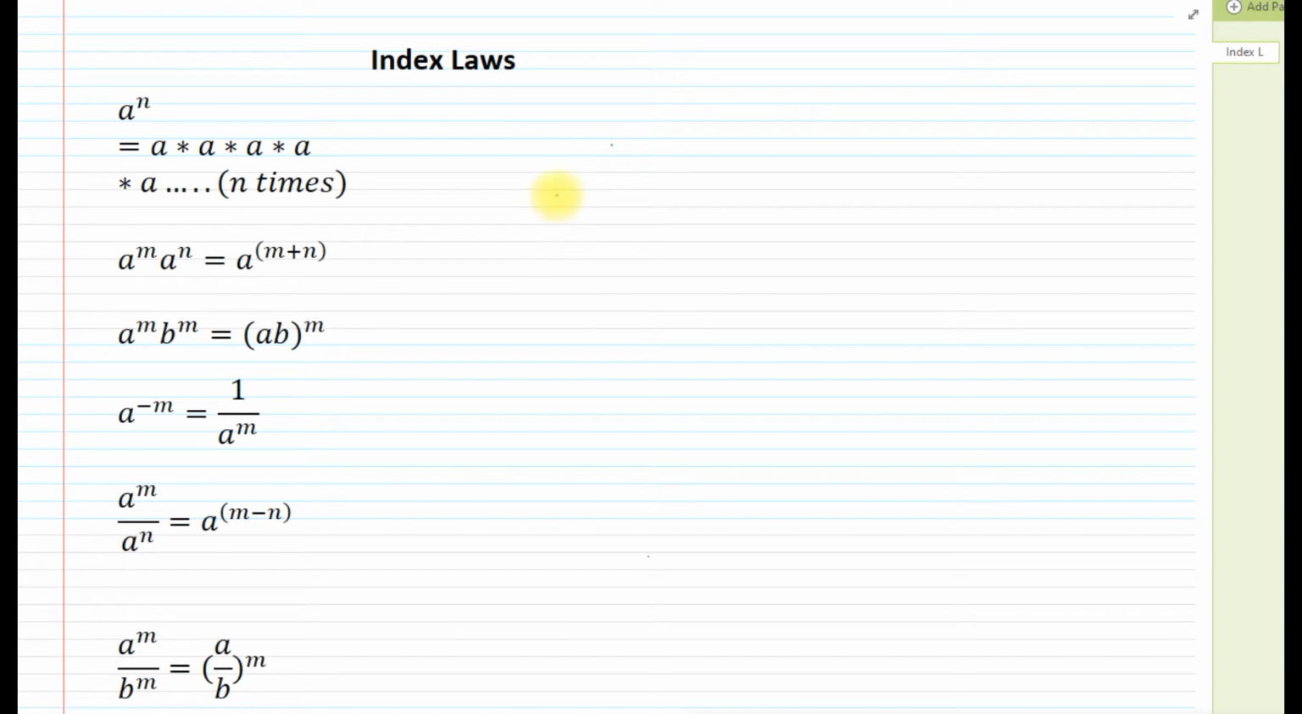Next we try to explain what a negative power means. If I have a to the power minus m, what does it mean if we raise a number to a negative power? This basically means 1 over a to the power m.